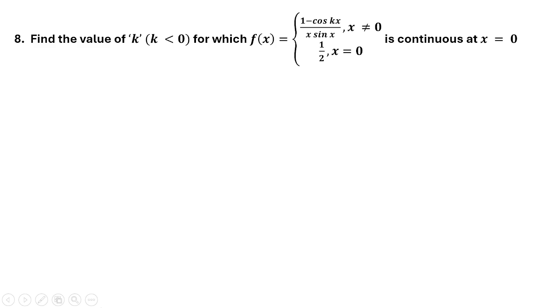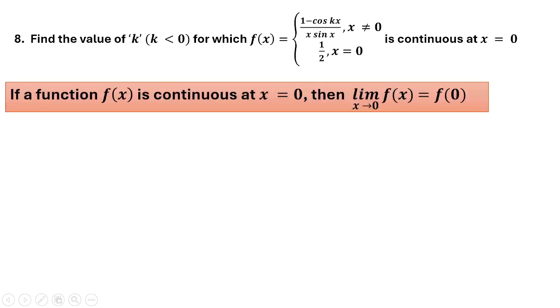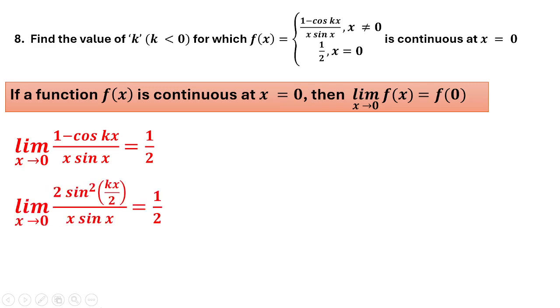We have to once again find the value of k for which it is continuous. Now we know the continuity condition: limit x goes to 0, f of x should be f of 0. Let us substitute now. Now this 1 minus cos kx has to be converted. Now you know the formula 1 minus cos 2x is 2 sin square x. Therefore 1 minus cos kx is 2 sin square kx by 2.